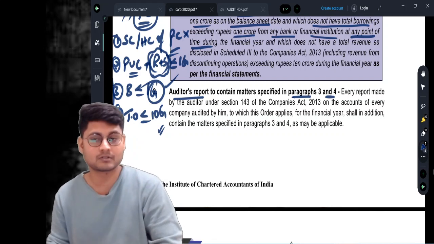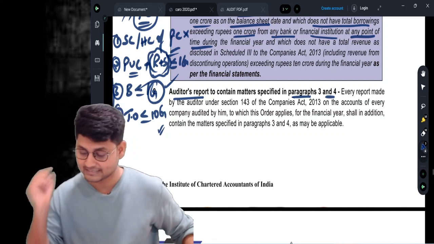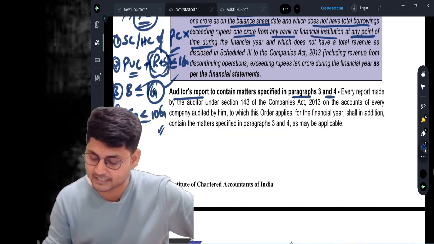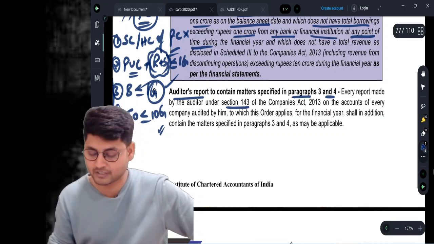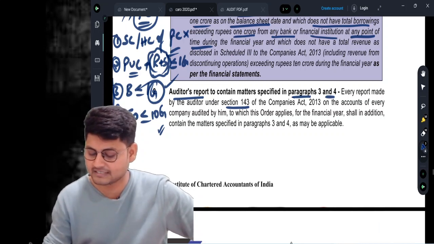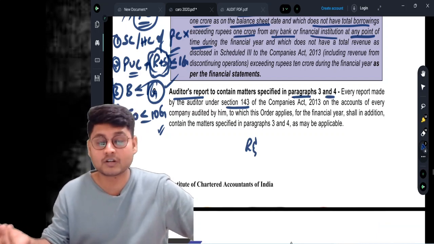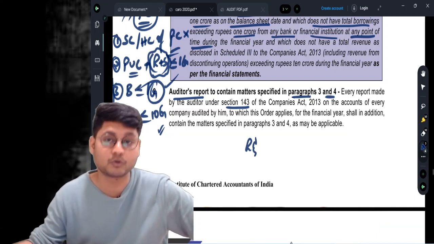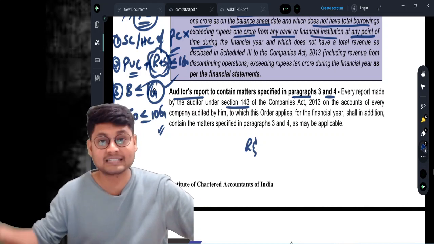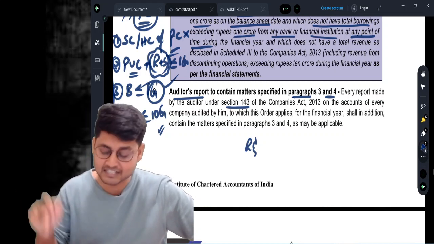That is what we are required to see. Every report made by the auditor under section 143. What is 143? 143 is nothing but rights and duties of the auditor. One of the duties of the auditor is duty to report. That is called the audit report, and that audit report shall contain an annexure.